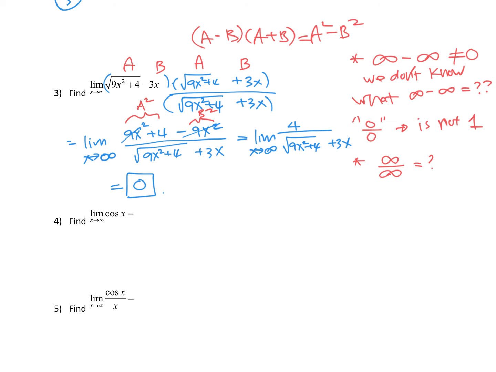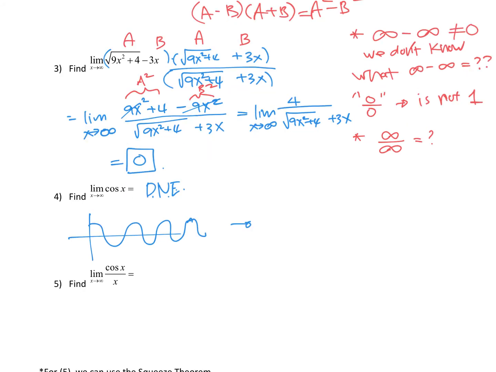Number 4, there's no formula or anything, but I know the cosine. So the limit as x goes to infinity of cosine x. I know the graph of cosine x goes like this. It just oscillates, goes up and down, right? So what happens to the graph when x goes to infinity? It does not approach one particular number. It just goes up and down and up and down. So the limit doesn't exist. This is purely by looking at the graph of cosine x.